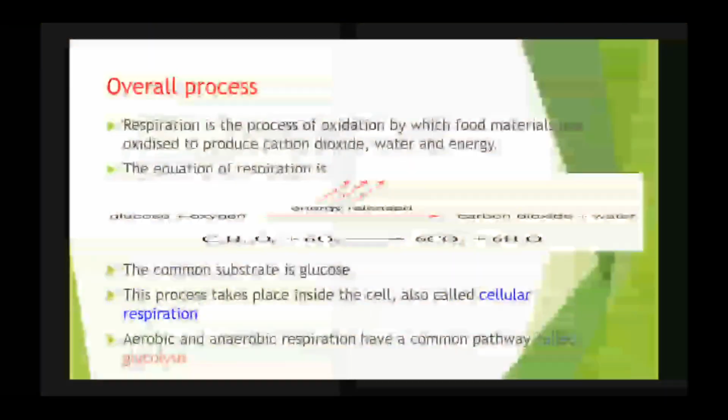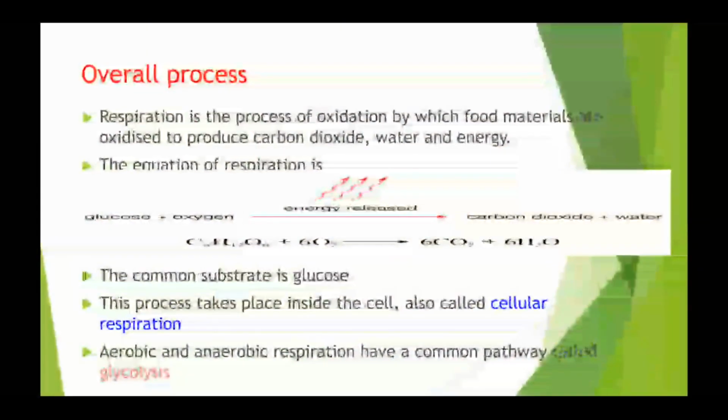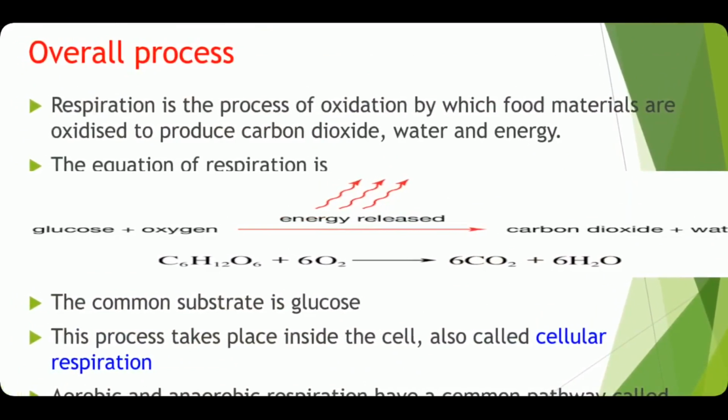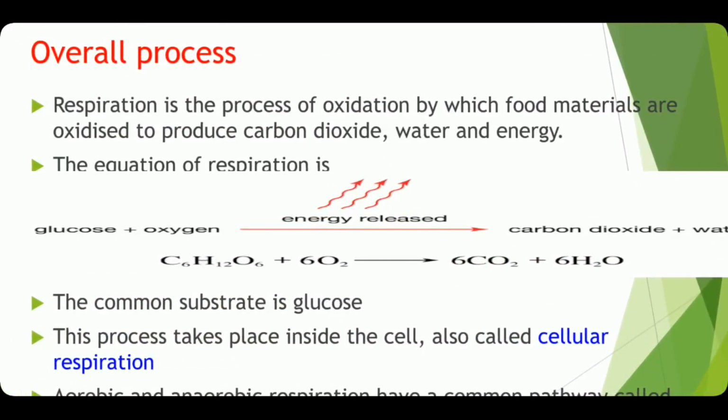Now go to the next topic, and this is the overall process. So the overall process of respiration. Respiration actually occurs in two phases, called breathing and tissue respiration, or I can say external and internal respiration, which we have already discussed. Respiration is a catabolic process. Why is it called catabolic? Catabolic means breaking down of substances.